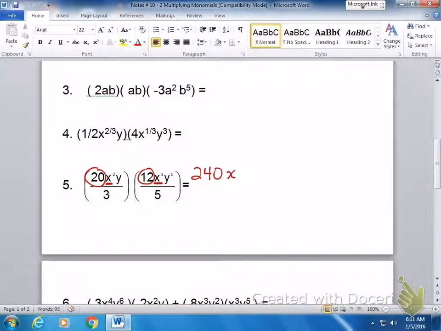I have x squared times x to the third. X to the 2 plus 3 is x to the 5th. I've got y to the first times y to the 5th. 1 plus 5 gives me y to the 6th. There's my numerator. Now I just do the denominator.